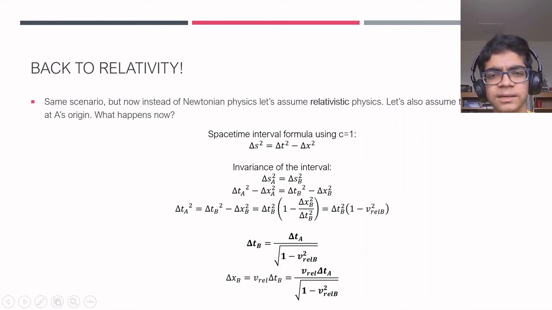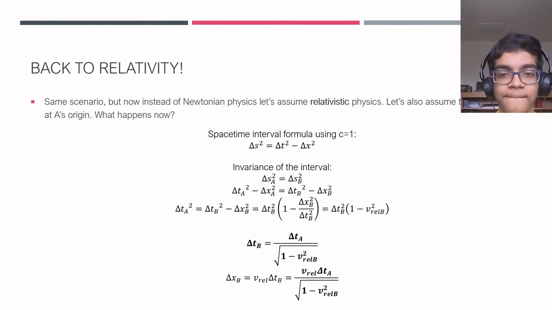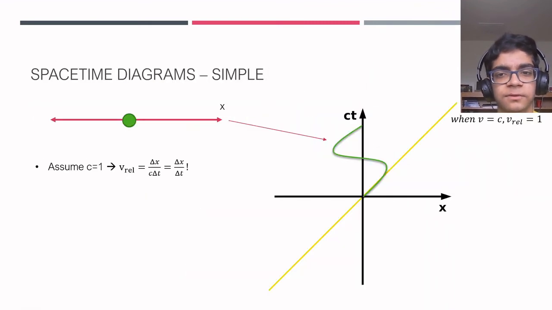And we can complicate this just a little bit. So we notice a factor of delta t B squared can be taken out of the right-hand side of the equation. And we can make that right-hand side equal to delta t B squared times 1 minus delta x B squared divided by delta t B squared. But, oh, hey, we've seen this equation before. So, remember, the relativistic velocity as we've defined it is delta x divided by delta t.